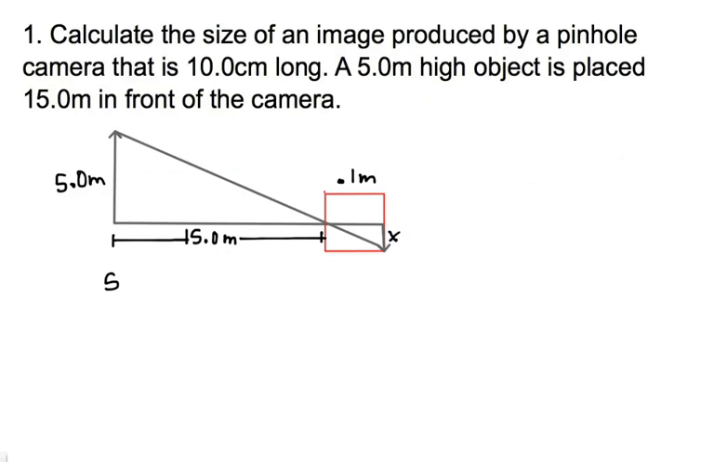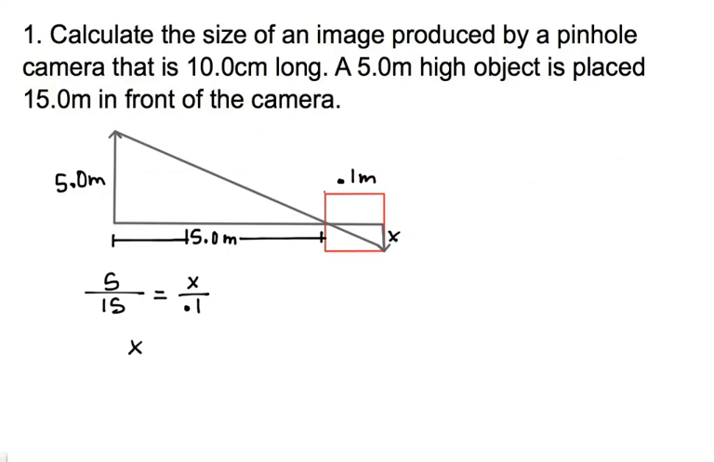So to write our proportion, we can say that 5 meters over 15 meters equals, and since 5 is the height, x is going to be the height as well, so that's going to be x over the length for the object to the camera is 15 meters, and now we use the length of the camera, so that's going to be 0.1 meters.